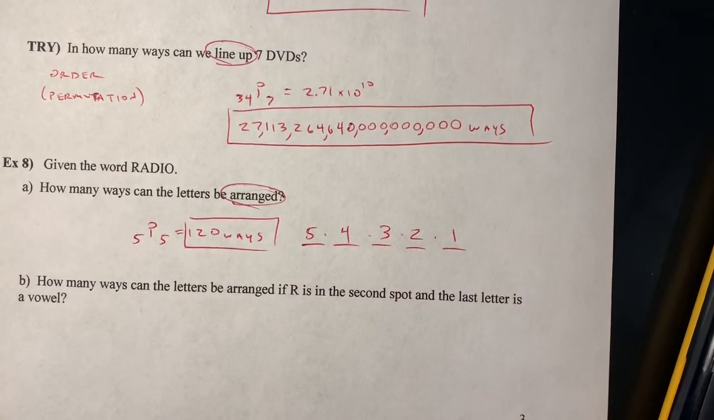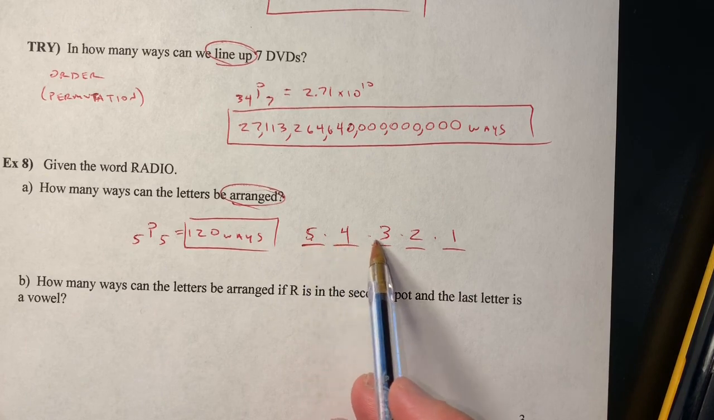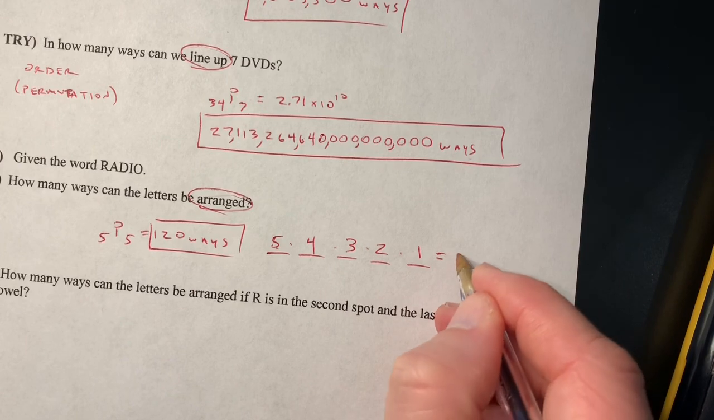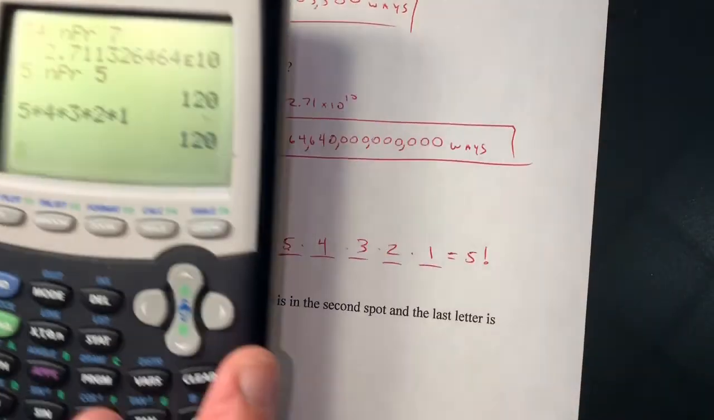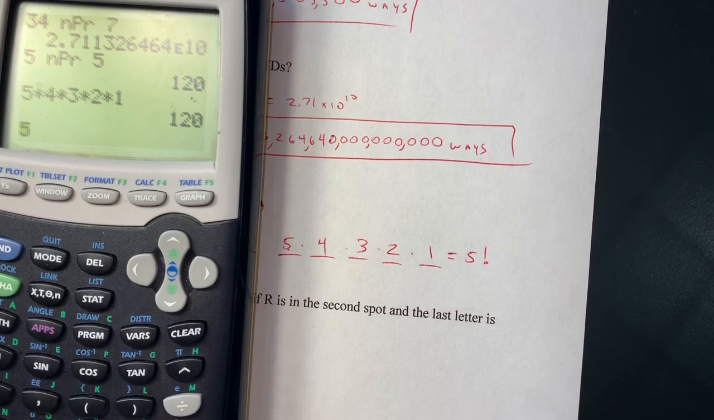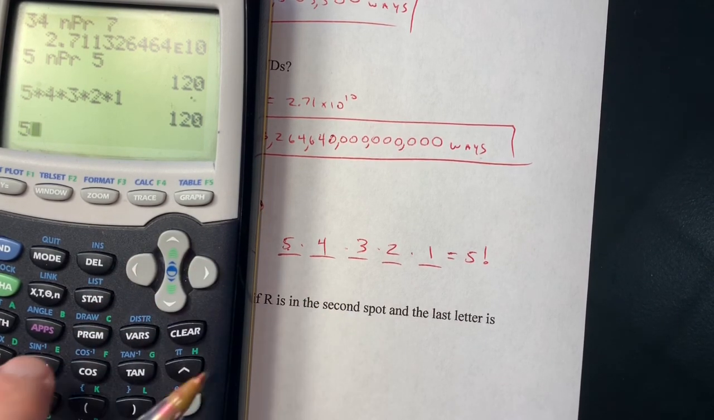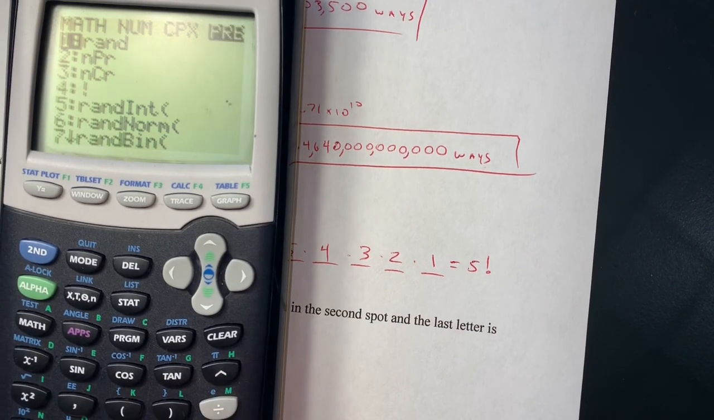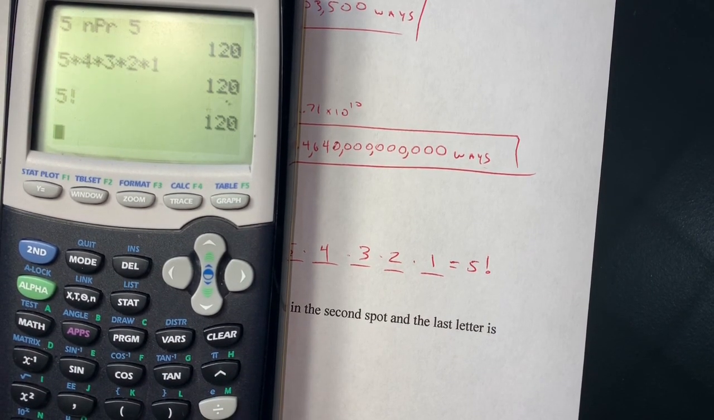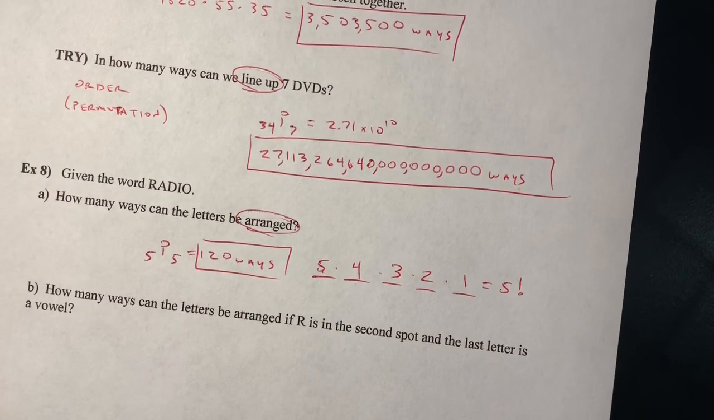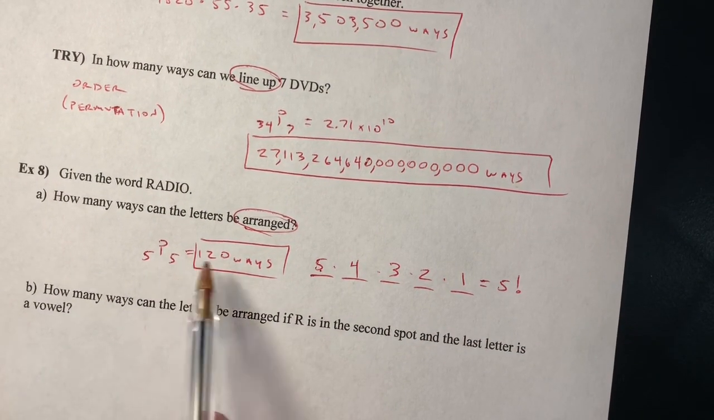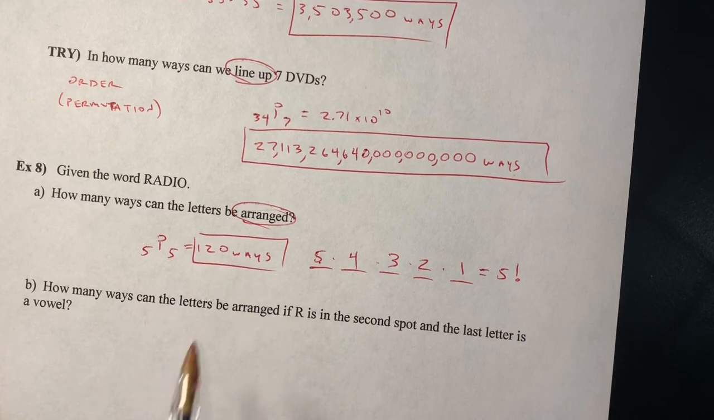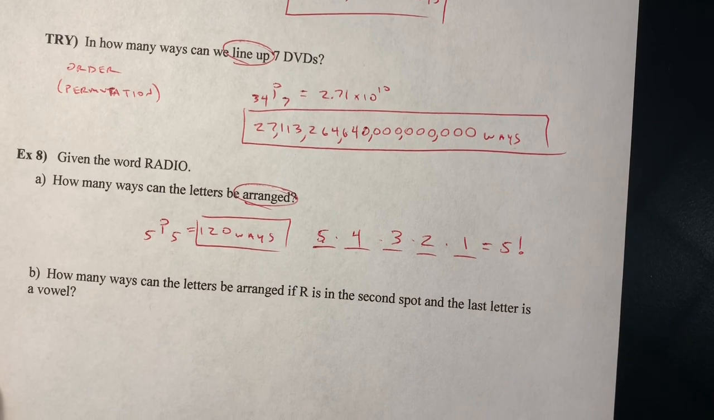Now when I multiply numbers all the way down to 1 like that, that is the same as doing 5 factorial. Option 3 is factorial. So 5 factorial is also 120. So there's 3 different things I could do: 5P5, 5 times 4 times 3 times 2 times 1, 5 factorial. They all give me 120 ways.